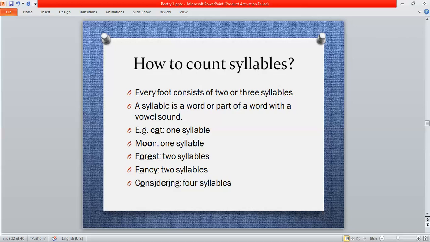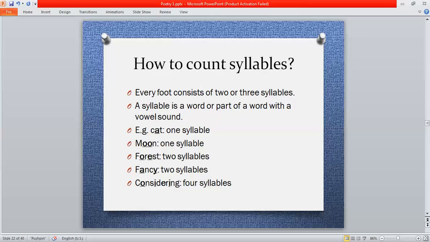A word such as considering consists of four syllables. Con, the letter O. Sid, this is the second syllable with I at its center. Then the schwa before the R. Then the I before NG. So the word considering consists of four syllables.